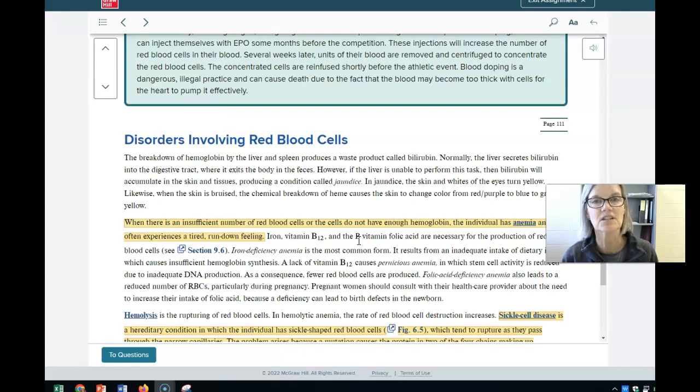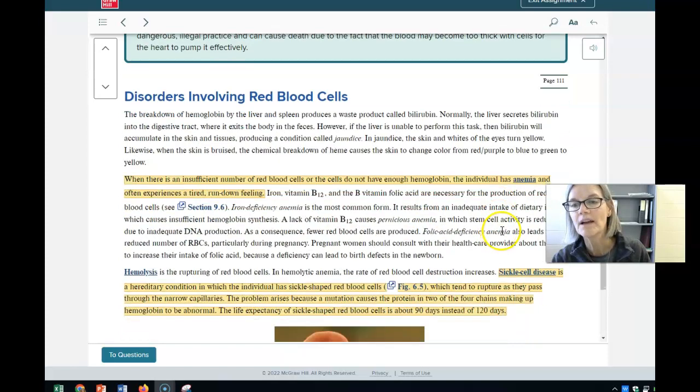That's their energy. And so without the delivery of oxygen, we're not going to be able to metabolize our food. We're not going to be able to generate energy. And so we're going to be really tired. And so here it says when there's an insufficient number of red blood cells, or each red blood cell does not have enough hemoglobin, we have something called anemia. And the first thing you'll notice with anemia is you're going to feel tired.